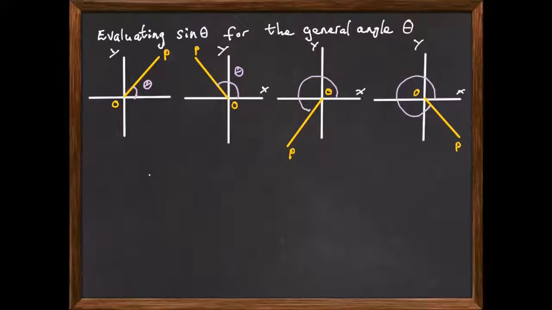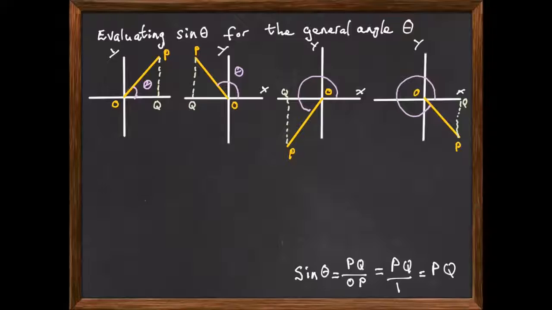Let's complete our triangles by dropping a perpendicular from P to the x-axis, labelling this point Q. Now, sine theta is going to be PQ divided by OP. But OP is of length 1. Therefore, sine theta is going to be given by PQ.